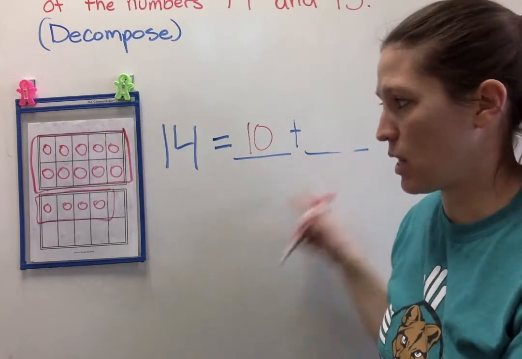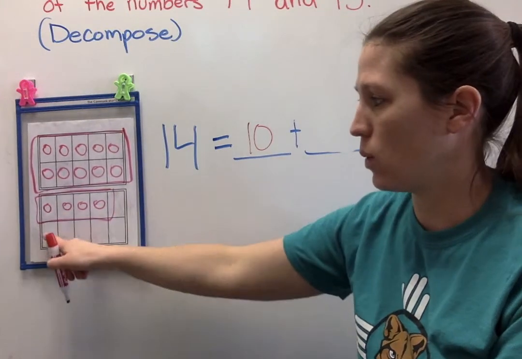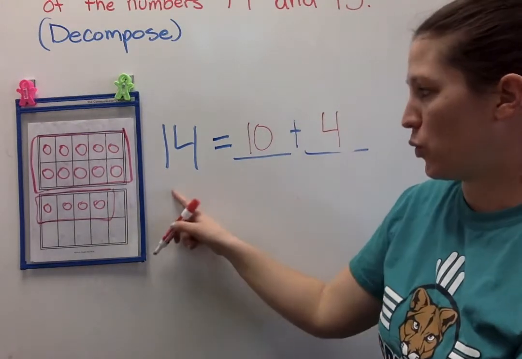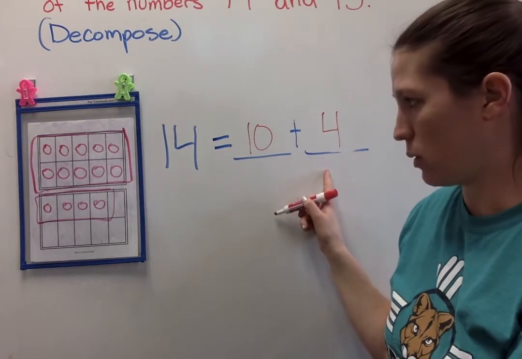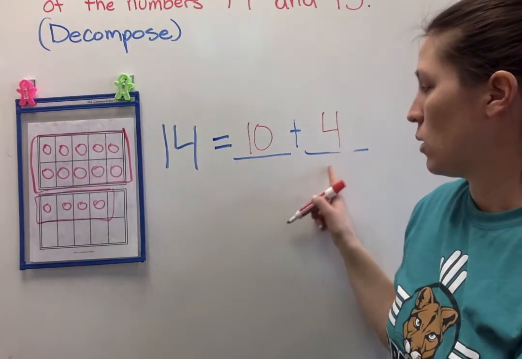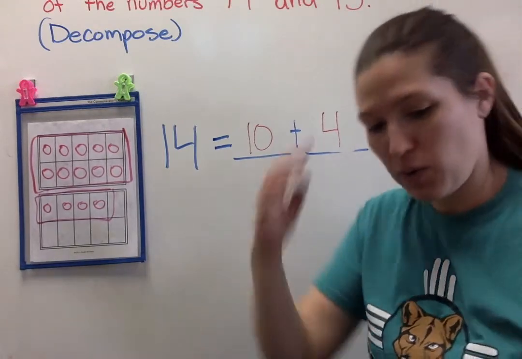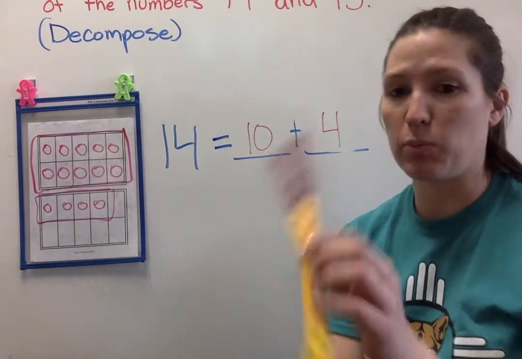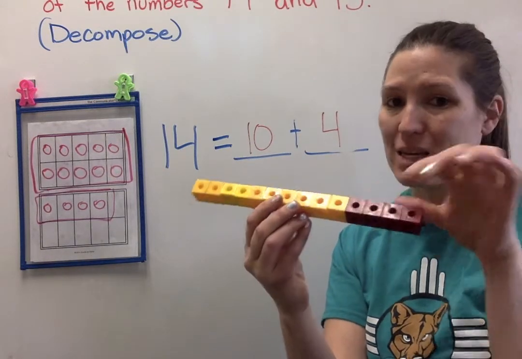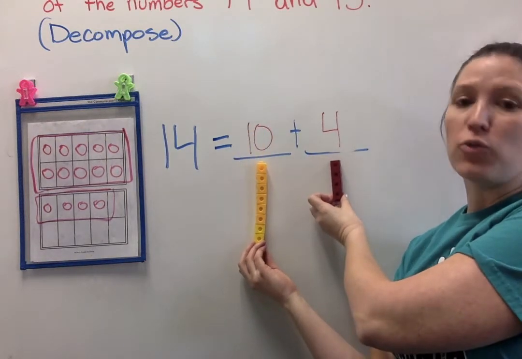plus, how many in the next group? We've got 10 and 10 plus, how many here? 4. 1, 2, 3, 4. A group of 4. 14 equals 10 plus 4. The 10 comes from the group of 10 from the top 10 frame. 4 comes from the group of 4 in the bottom. Now, if I were to show it with my cubes, I would build 14, 10, 11, 12, 13, 14, decompose it, break it apart into my 2 groups, a group of 10 and a group of 4.